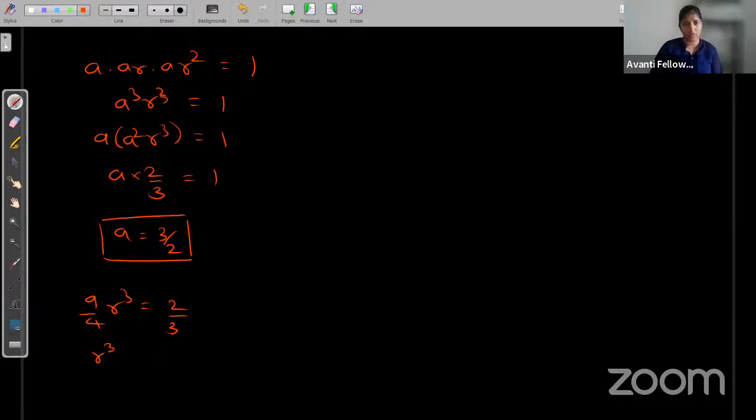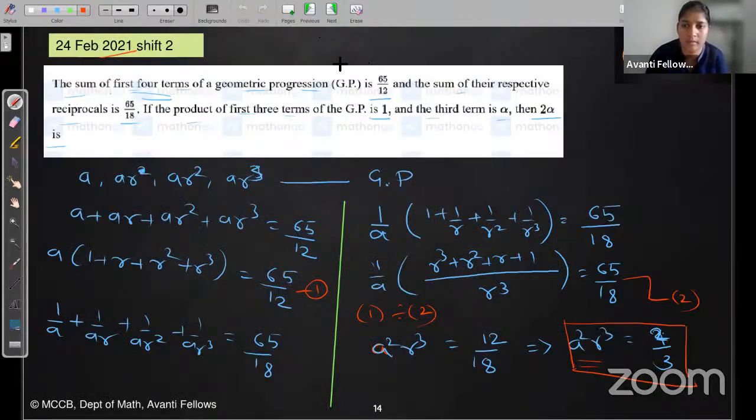So R cube will be equal to 8 by 3, correct? So R will be equal to what? Let me check it. Did I make any mistake? A square into R cube is equal to 2 by 3, right?